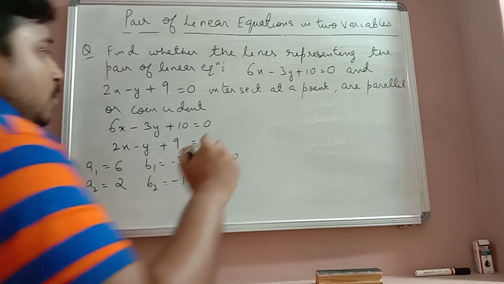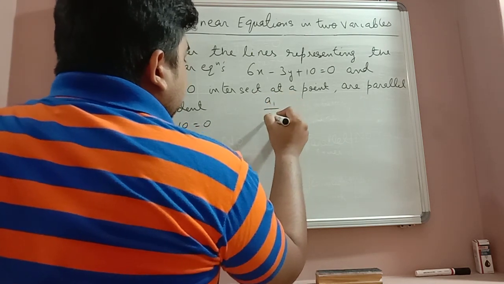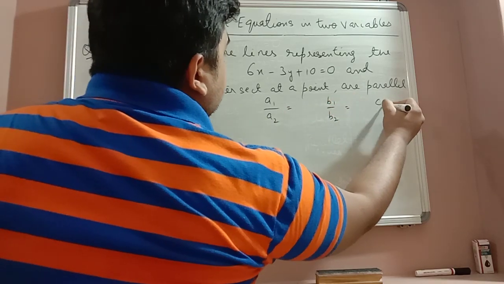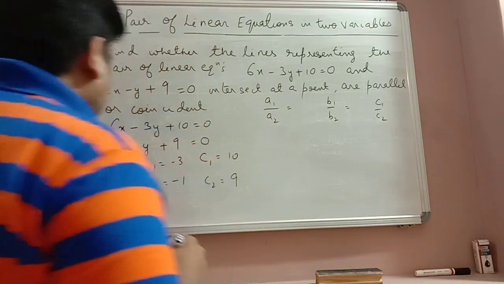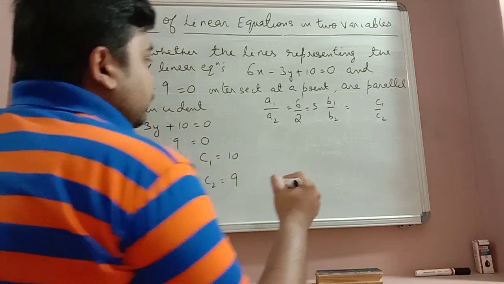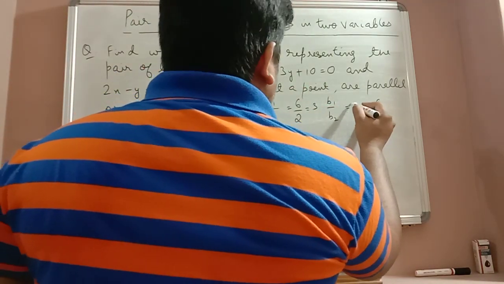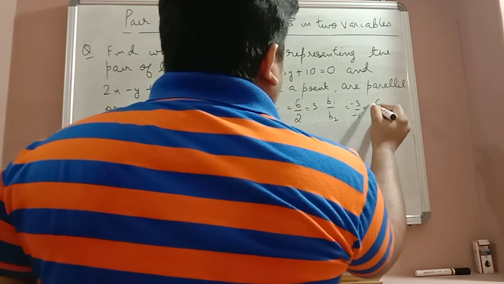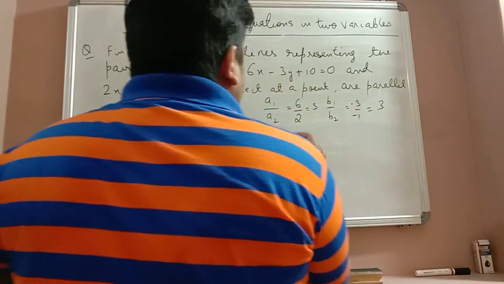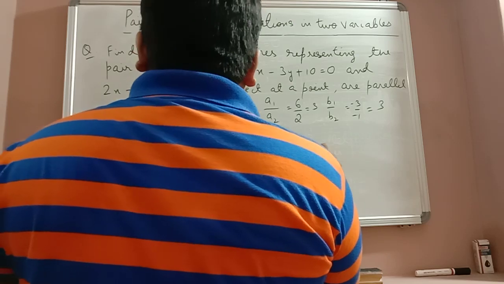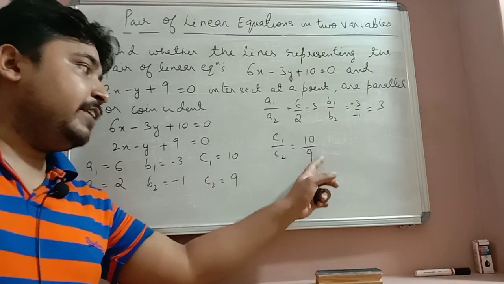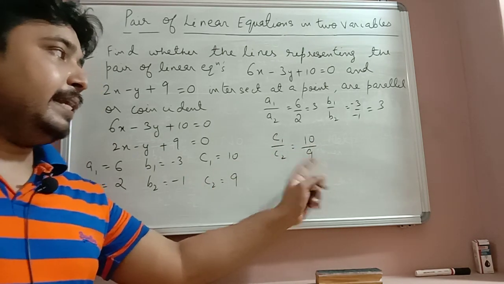Now let us just find all the three ratios, a1 by a2, b1 by b2 and c1 by c2. So a1 by a2 will come out to be 6 over 2, that is 3. b1 by b2 is minus 3 over minus 1, that comes out to be 3. And c1 by c2 is equal to 10 by 9, that is not simplifiable. So c1 by c2 is 10 by 9.